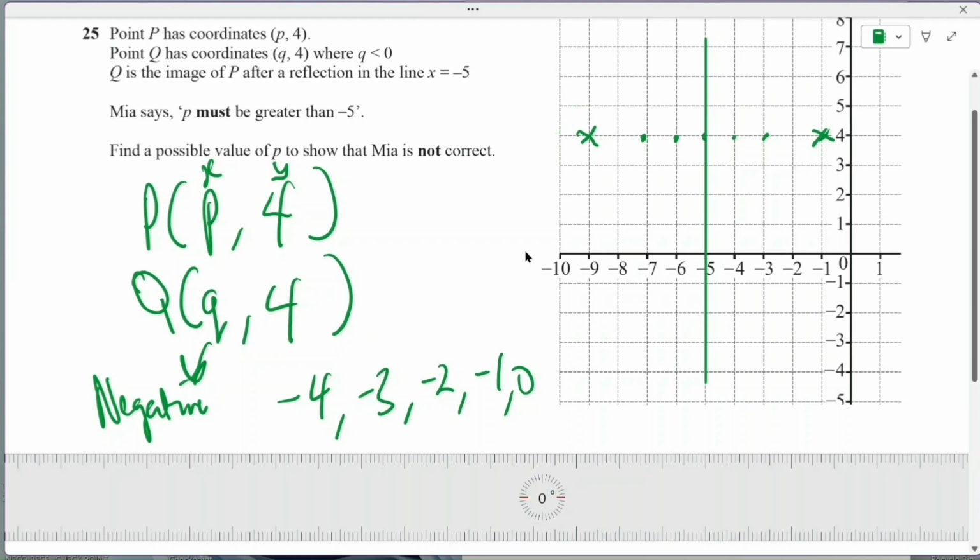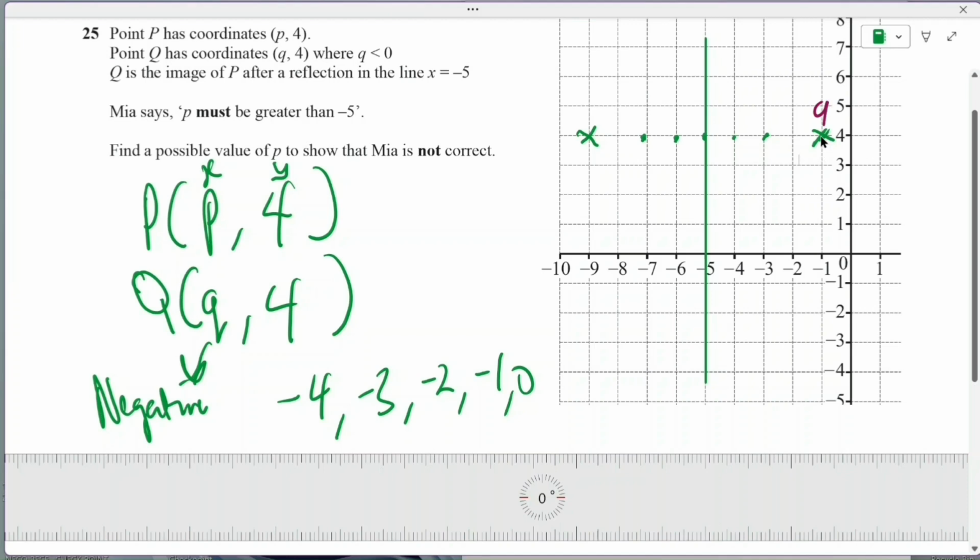So Mia is wrong because you can have the object on the left reflecting the image on the right, and you can have it, if it's allowed, the object on the line of reflection reflecting on the line of reflection. It's equal distance from both sides, from the line of reflection. If P goes one line away, Q is also one line away, which still makes Q negative. Q is still negative at minus 4, Q is still negative at minus 3, Q is still negative at minus 2, and Q is still negative at minus 1.